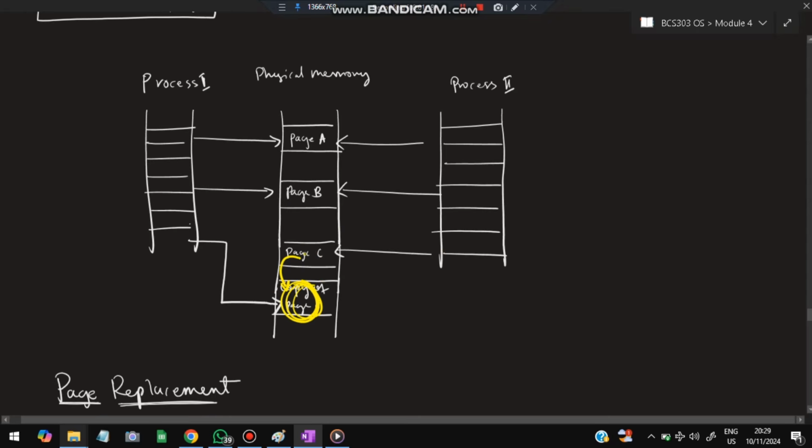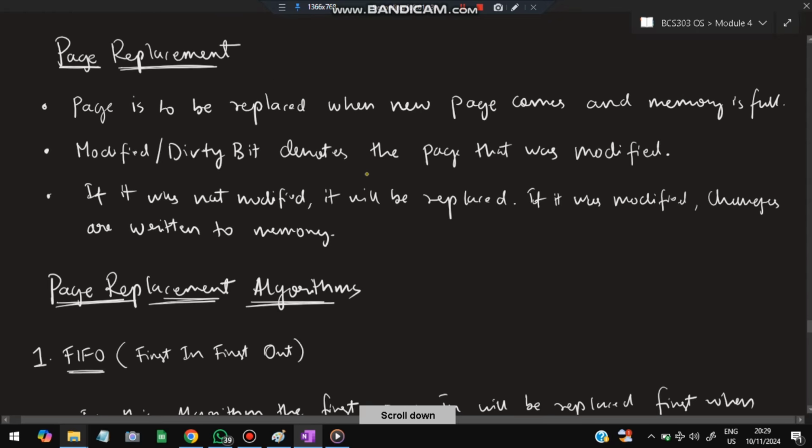Okay, and the original one will be retained. That is called copy on write. Moving on to the next one, which is page replacement. A page is to be replaced when a new page comes. Whenever a new page comes and the memory is full, we have to replace the older pages, right? So we'll be using page replacement algorithms.